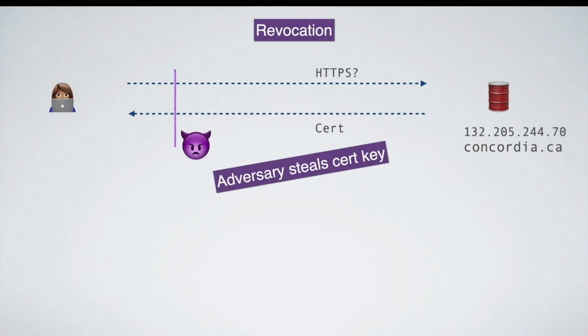Okay, the next topic I want to talk about is revocation. So let's say that you are Concordia or a server. You lose the key, the long-term key that's in your certificate. Now anybody that has that key can impersonate you. Okay, so they can essentially read the connection, all the information that's in the middle.